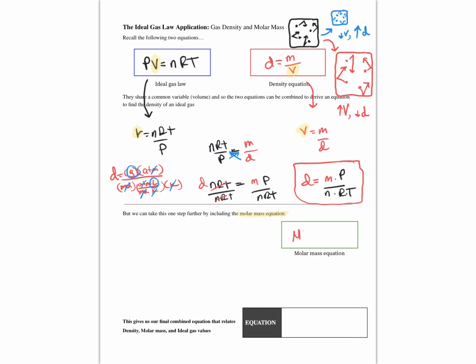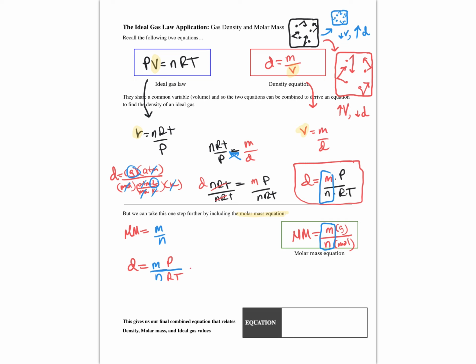Remember, the molar mass of any substance is equal to the mass of that substance in grams divided by the moles of that substance, grams per mole. And just like above, where we were able to substitute when the same term was in two different equations, we're going to do that here. So molar mass is equal to M over N. And our density equation also has that same M over N. So let's just get it by itself so we can substitute.